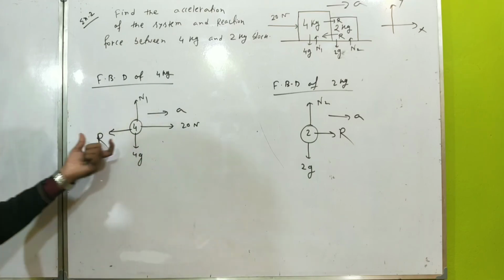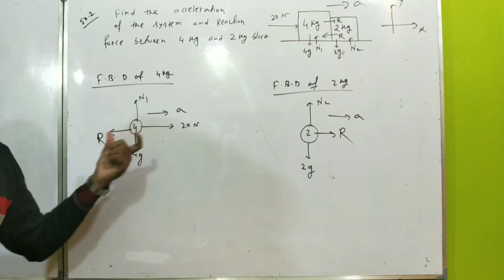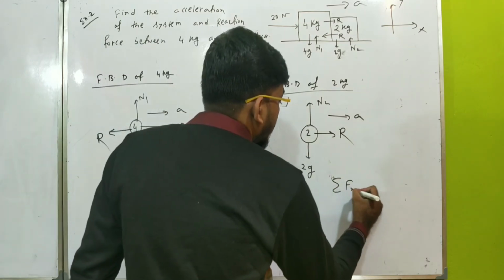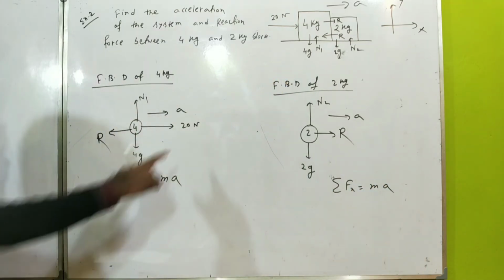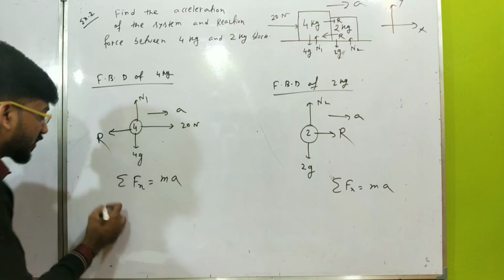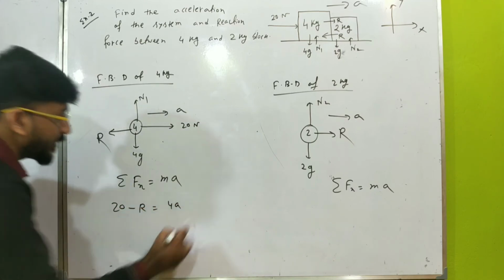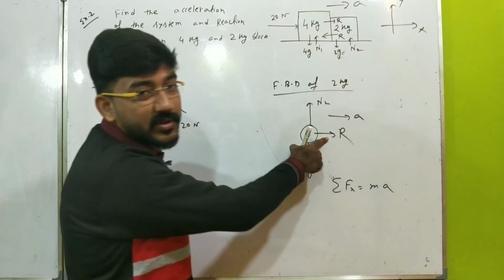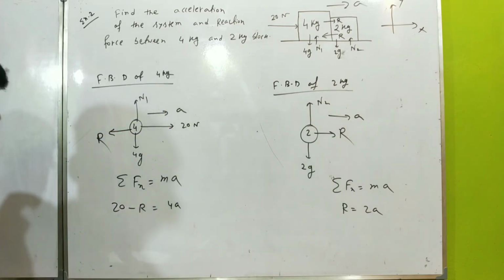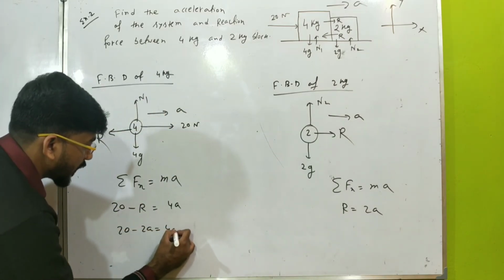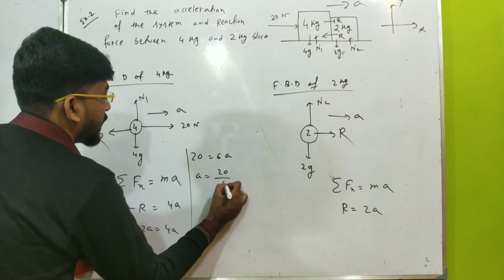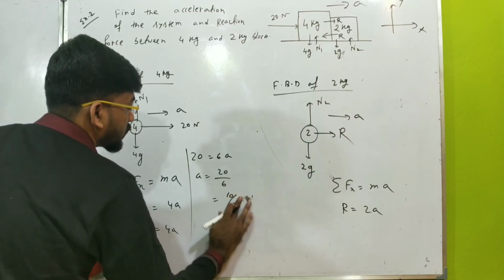Now if we take the force equation along the x-axis, we will get summation Fx is equal to ma. Here also summation Fx is equal to ma. Here summation Fx is 20 minus R, because we have to take the positive direction along the direction of acceleration. So we will get 20 minus R is equal to 4a, and here we will get only one positive force, so we will get R is equal to 2a. You can put this R is equal to 2a over here, so we will get 20 minus 2a is equal to 4a. That means 20 is equal to 6a. So a is equal to 20 by 6, that is 10 by 3 meter per second square.